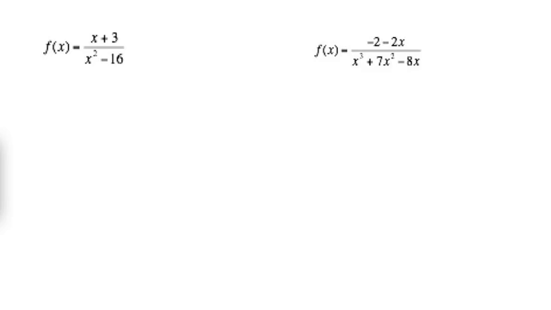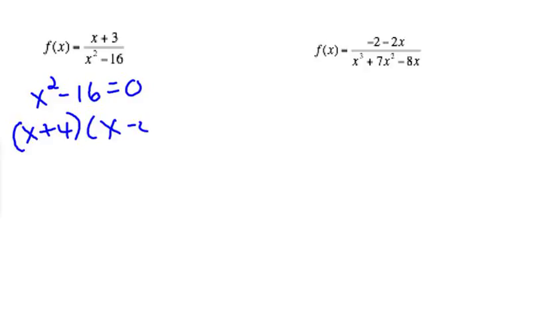Okay, we have our last two problems here. Now we have the rational function f of x equals x plus 3 divided by x squared minus 16. So again, remember what we're looking at is our denominator, and I have to figure out what values of x would make that denominator 0. So I'm going to take x squared minus 16 and set it equal to 0. So now, on this problem, I can factor x squared minus 16. Of course, that's a difference of squares, which factors to x plus 4 times x minus 4.